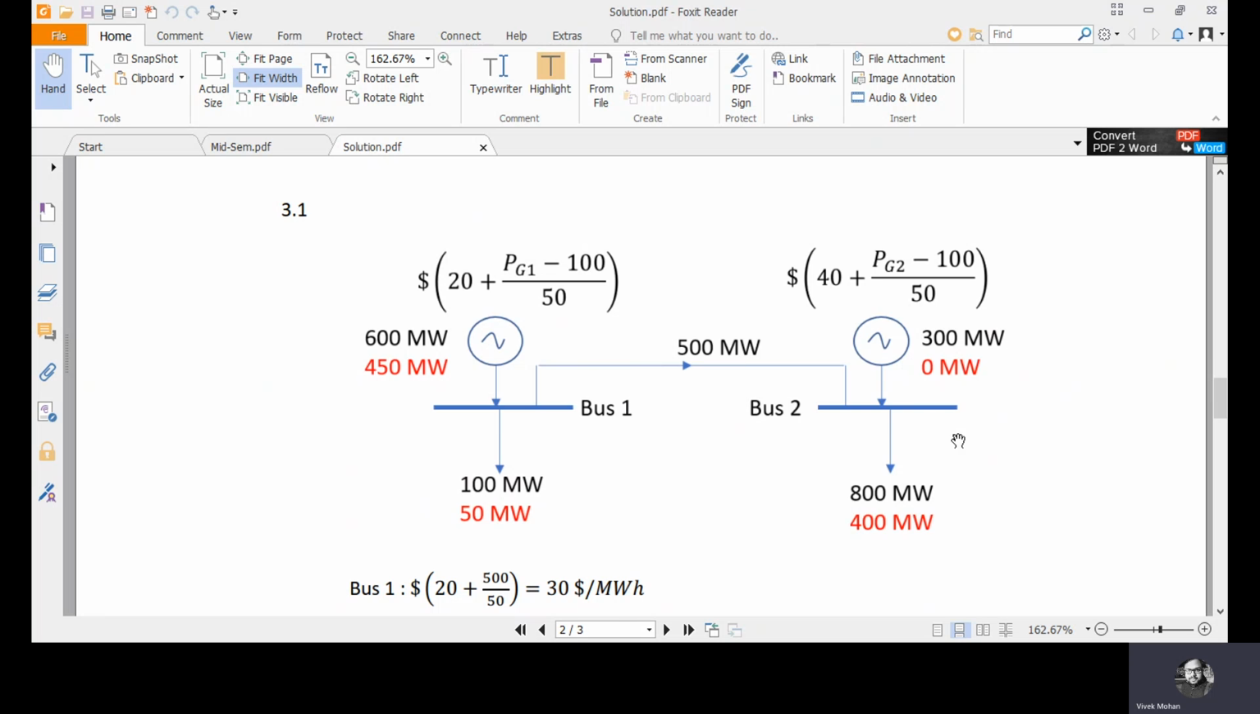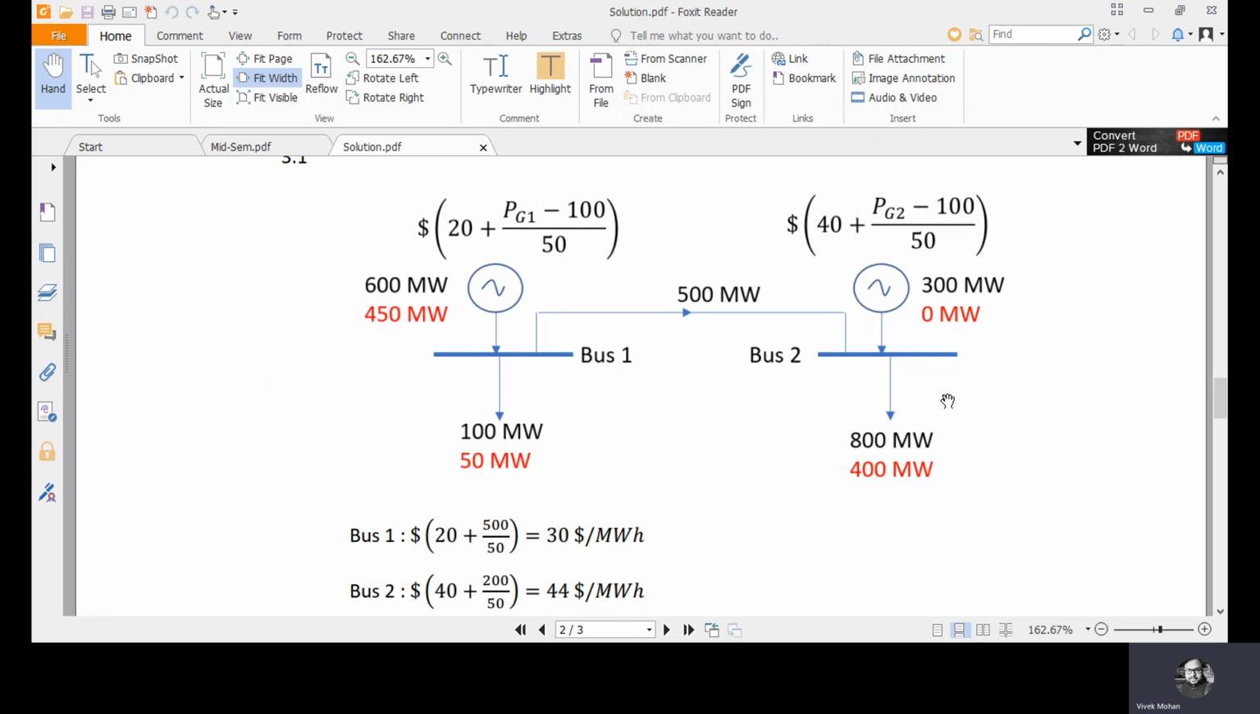Now, what happens to the locational marginal price at bus 2? Currently, the load is 400 megawatts. For the next increment in load, from where will the power come, bus 2 or bus 1? It should come from bus 1, because it is only 450. At present the generation is only 350, right?